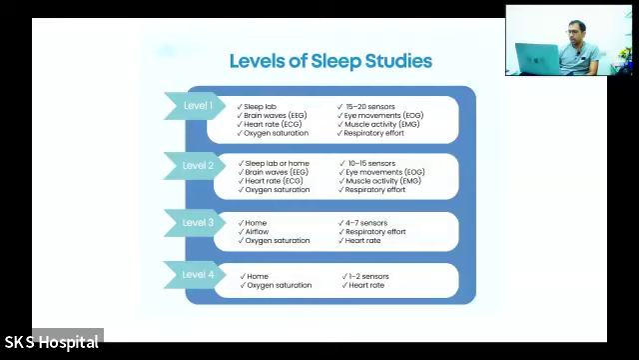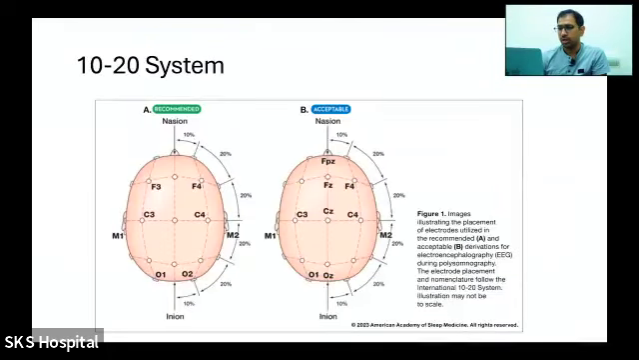So level 4 could be one level down, where there could be lesser sensors like oxygen saturation or a nasal cannula flow sensor along with respiratory effort belts. So these are the levels of sleep studies. When you learn level 1, 2, 3 and 4 come along the way. You don't need to learn 2, 3 and 4 separately because it is just that some of the sensors are not connected. So coming to the 10-20 system.